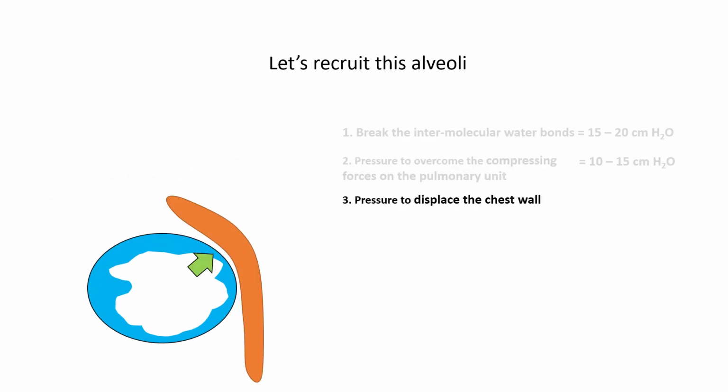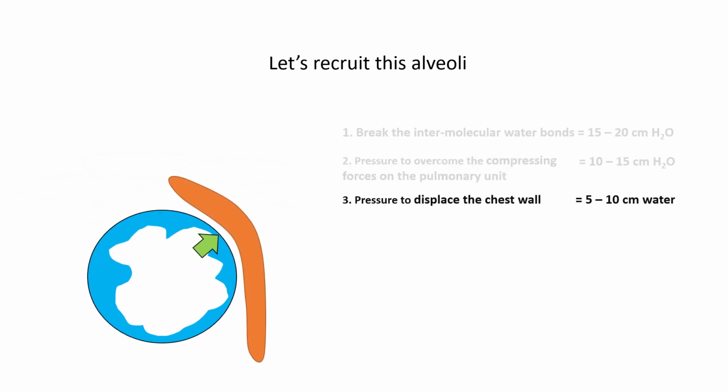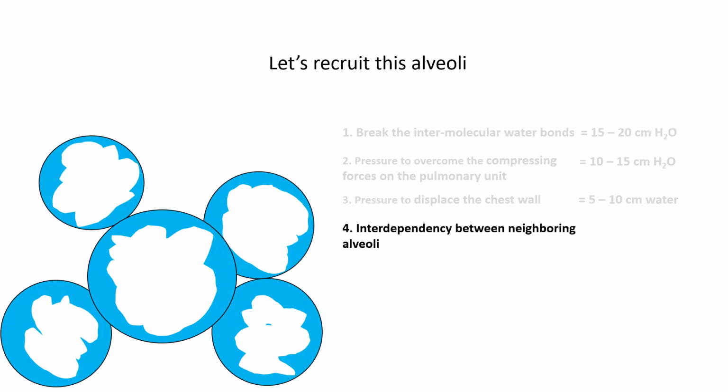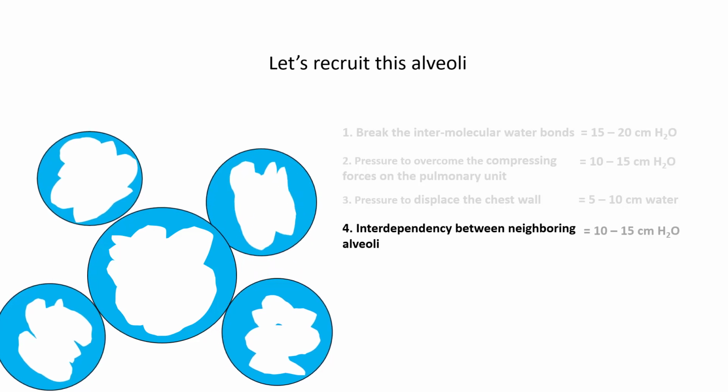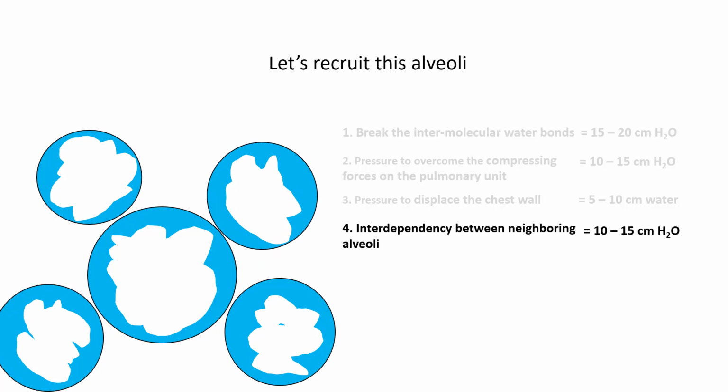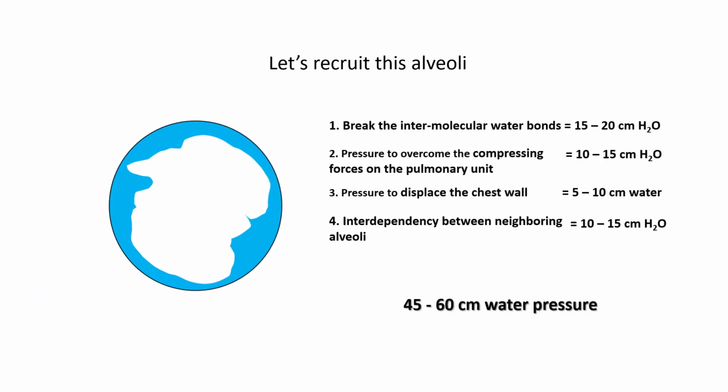Next, you have to displace the chest wall, and the pressure requirement for this is around 5 to 10 centimeters of water. Lastly, there are multiple other alveoli in the neighborhood, and there's interdependency between them, and you will typically require around 10 to 15 centimeters to open them further. Thus, the maximum amount of water pressure that is required to recruit an alveolus is around 45 to 60. Most recruitment maneuvers would use around 40 centimeters of pressure to recruit. However, using such high pressure can result in hemodynamic compromise by decreasing the venous return, and it can also result in barotrauma.